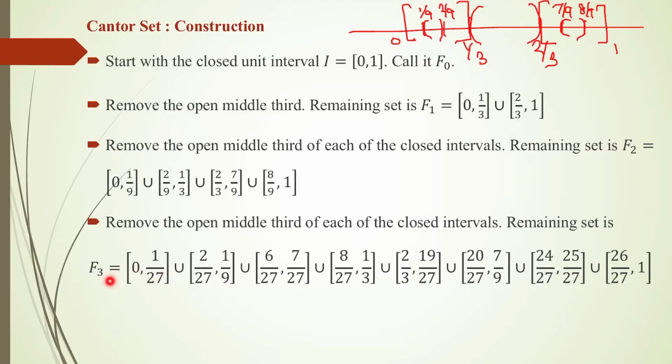In the third step we have 8 closed intervals. In the second step we have 4, which is 2 square closed intervals, and in the first step we have 2 power 1 closed intervals. And we are continuing this process infinitely many times.